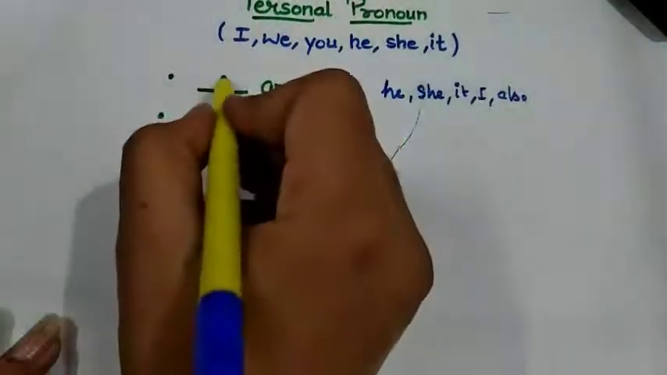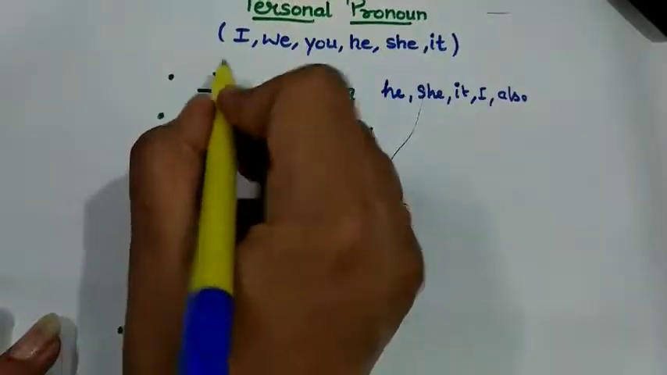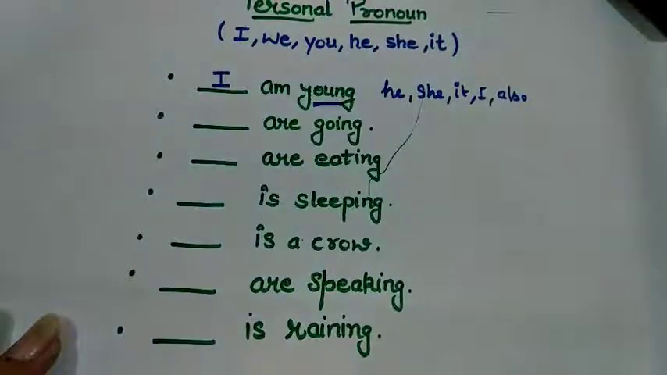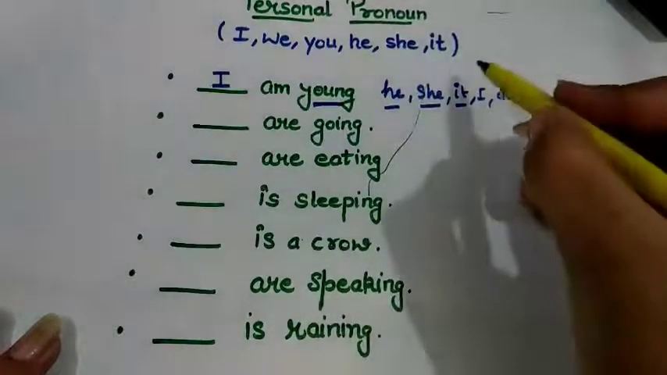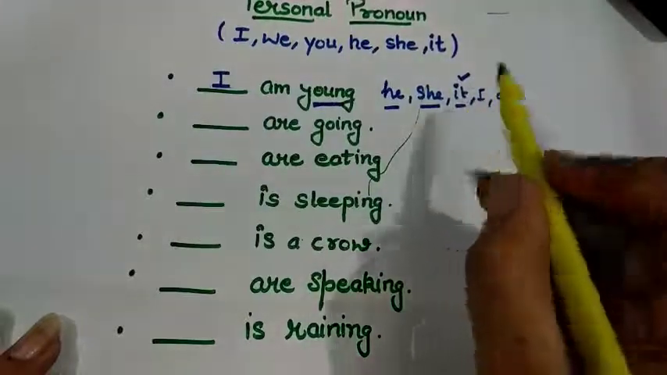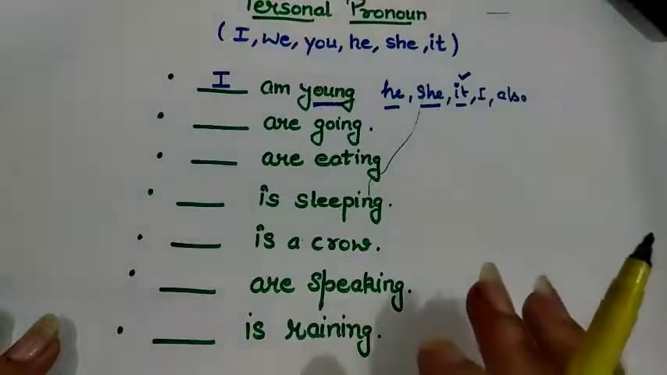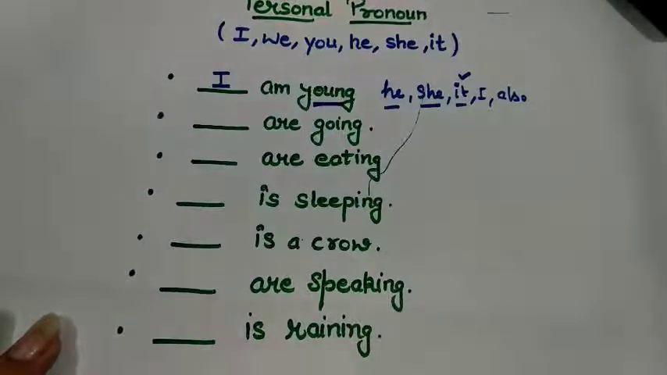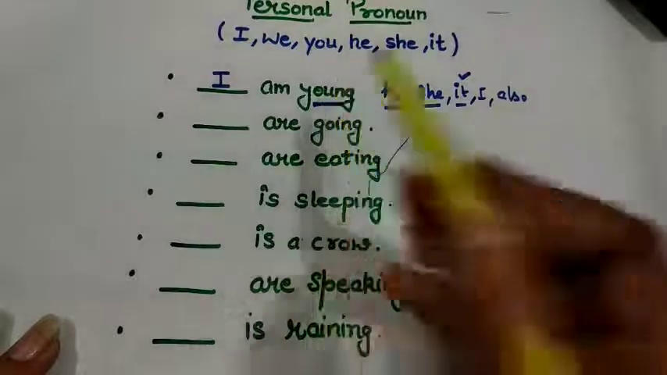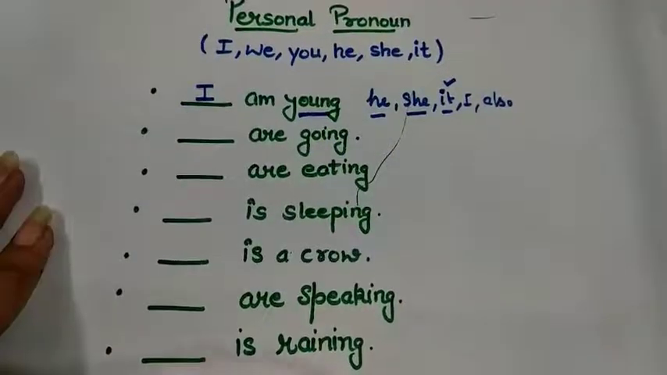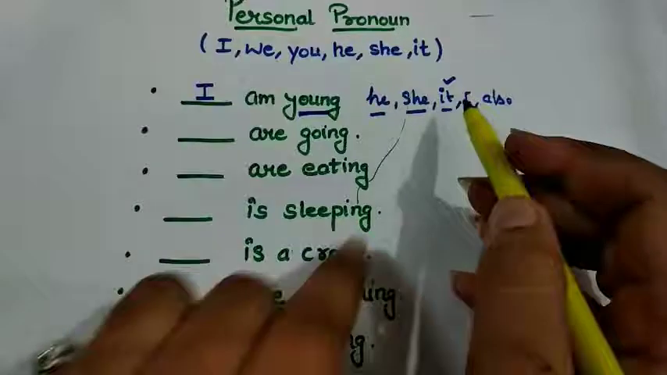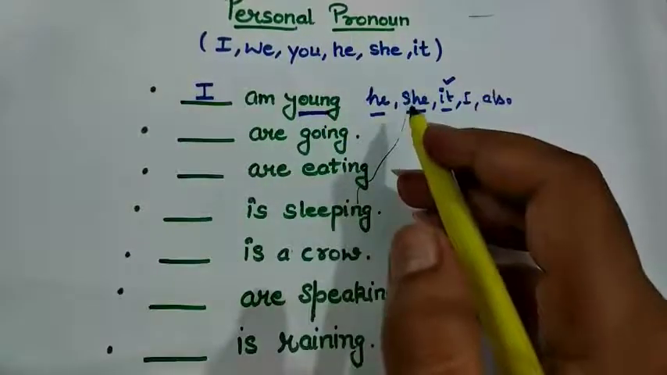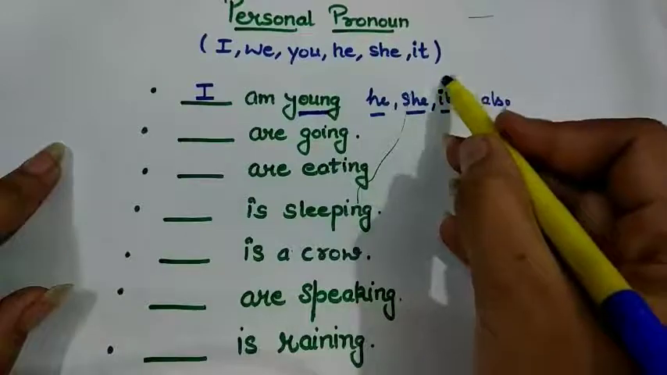I am writing I am young. Why can't I write she or he or it here? First of all, let us consider the case of it. It is always used in case of non-living things, or where we are not sure whether we are talking about a male or a female. So it denotes something which is non-living, and young tells us that something is living. So I cannot use it here.